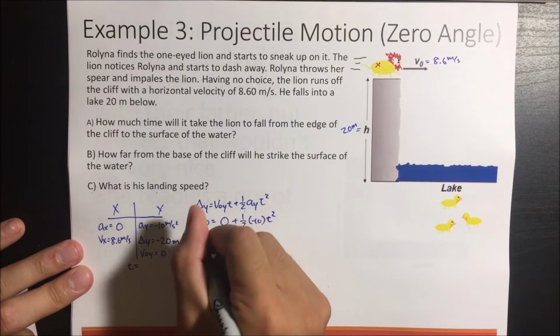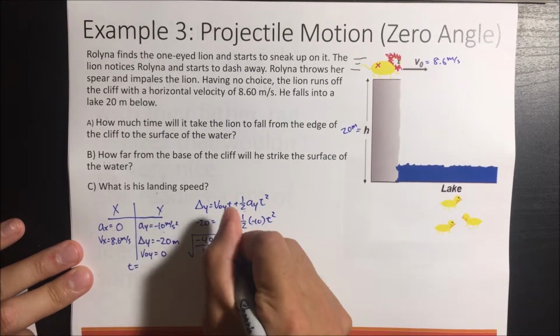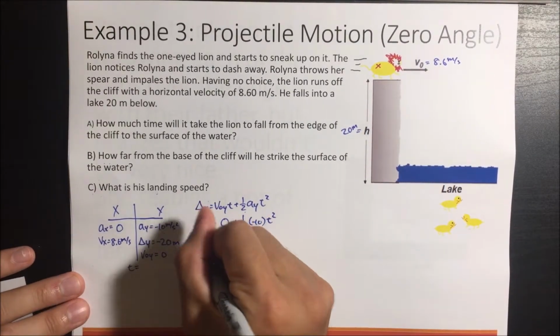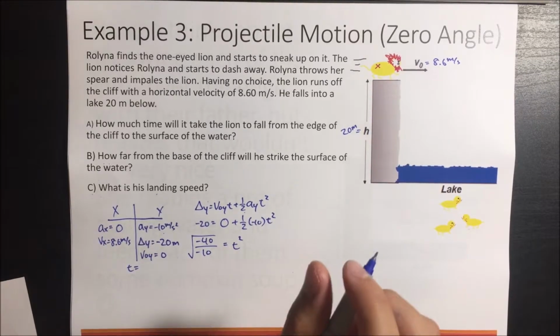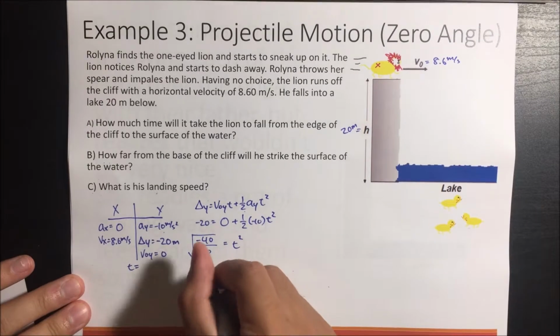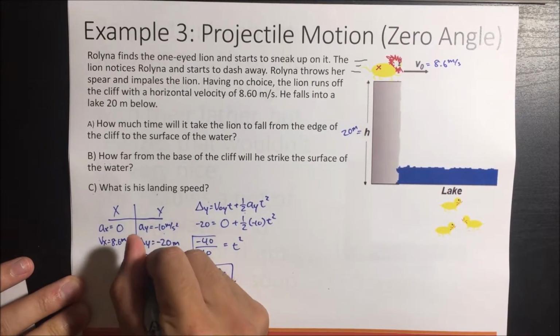Okay, put that to the other side. Negative 40 divided by negative 10, square root, equals t. Sorry, this is negative 10. And then we do a little bit of math. And we see that the lion is going to be falling for 2 seconds. It's going to hit the water in 2 seconds.